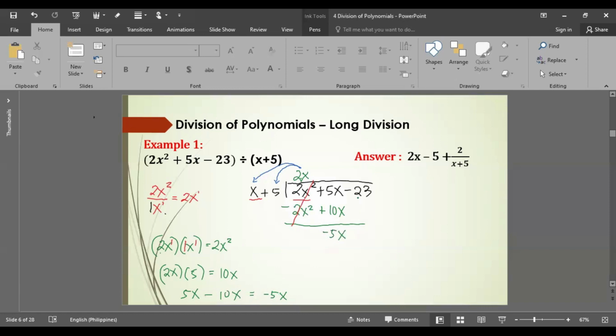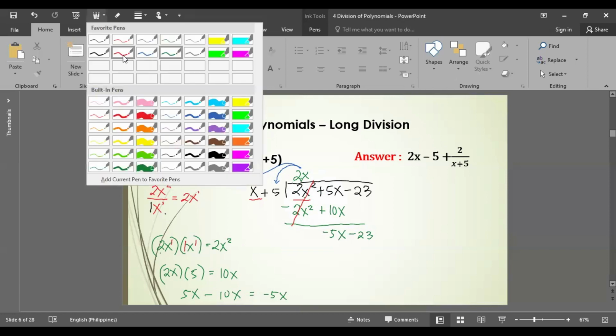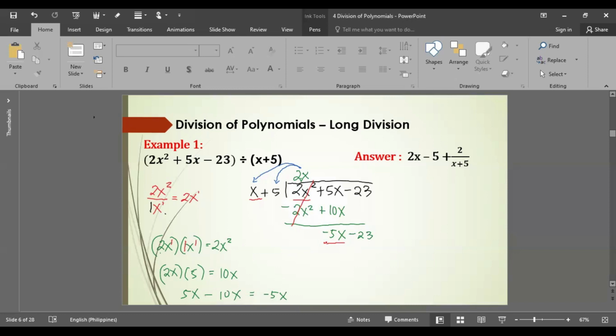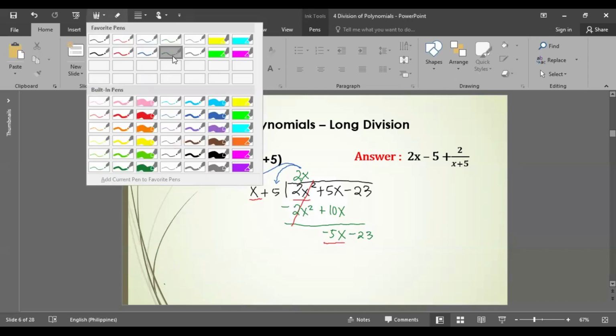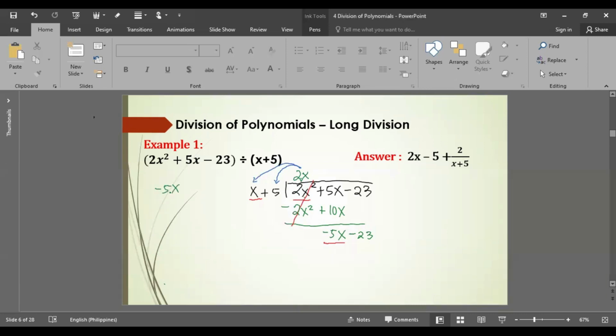Then after that, class, you have to bring down the next term in the dividend. So in this case, it's minus 23. So bring down negative 23 or minus 23. Then after that, proceed with the same procedure as when we got this 2x. So let's do it. Divide this value by the first term of the divisor. Let's have the side solution. Negative 5x divided by x. So we cancel this out. Negative 5 remains. And we have to put this quotient here. Negative 5.